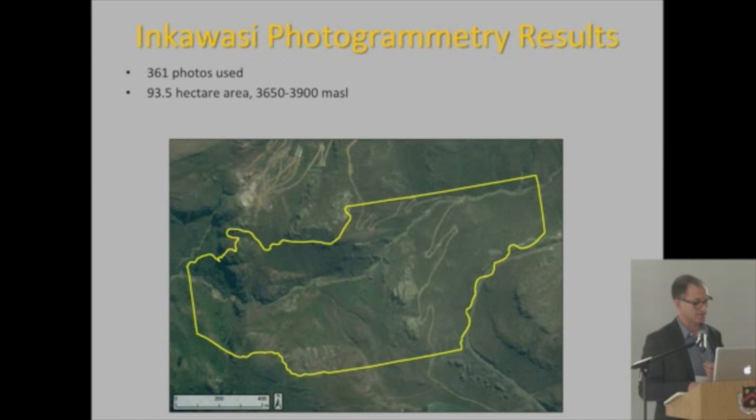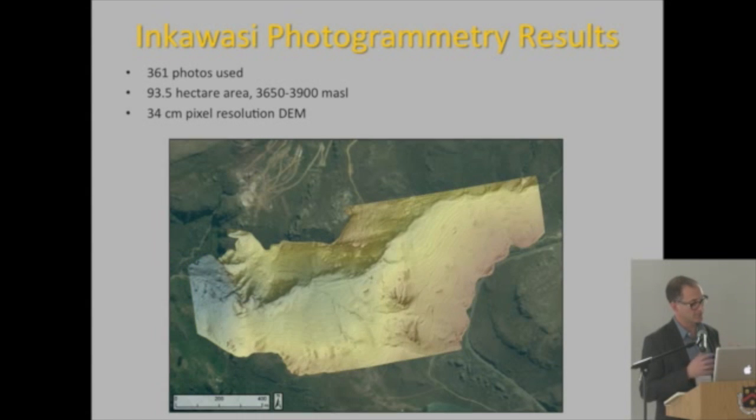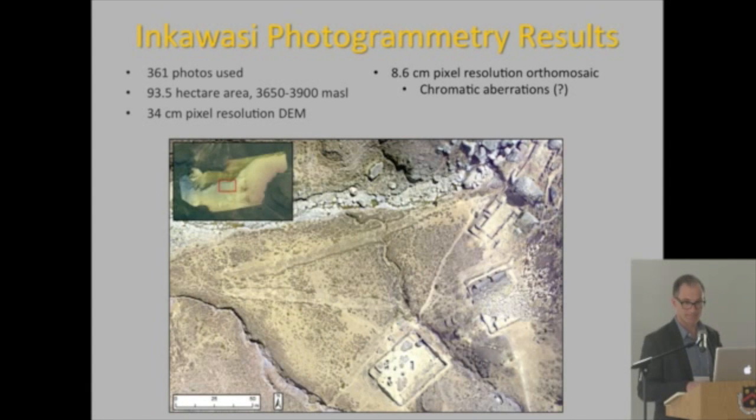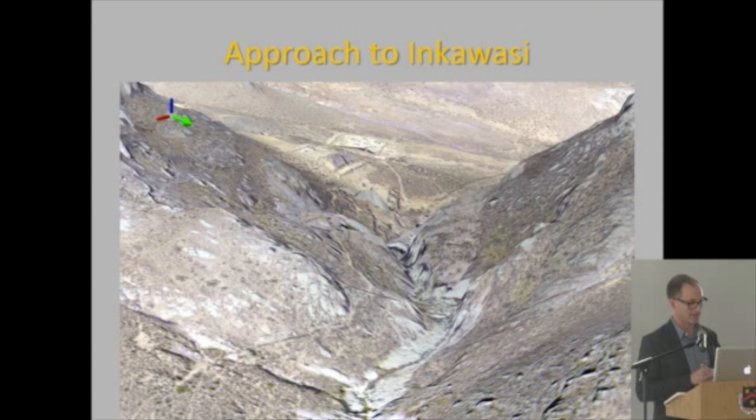Almost 100 hectares that we documented, so a bigger area than at Tambo Colorado. A little bit coarser DEM, but still really detailed DEM at 34 centimeter pixel resolution, and about a 9 centimeter pixel resolution orthomosaic. I don't know if there are some odd chromatic aberrations in the images, but it doesn't affect the resolution, obviously. Gives you an idea. Okay. So that gives you a sense of the resolution there.